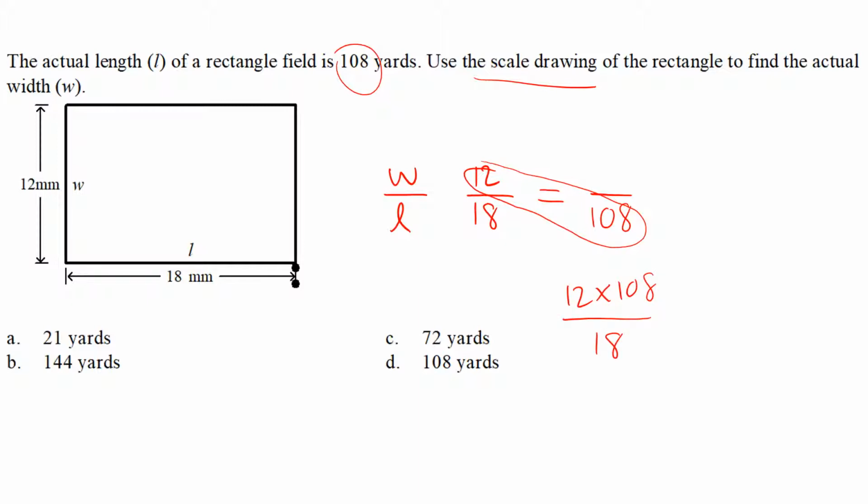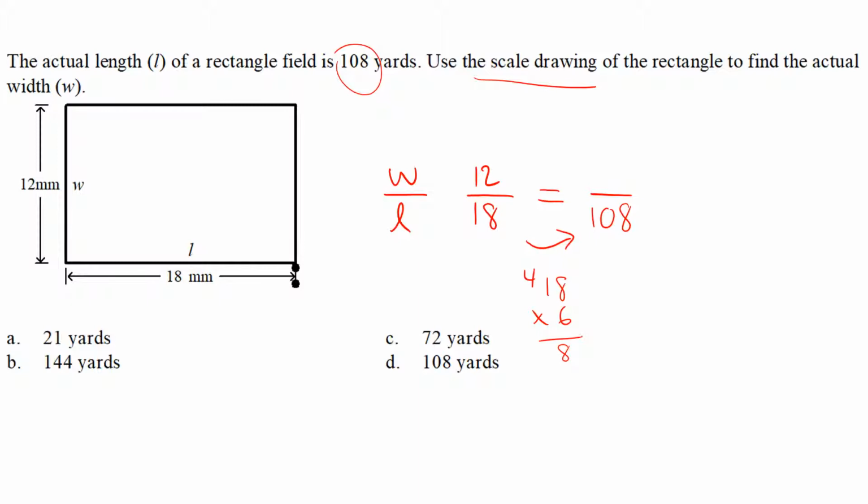That sounds like a lot of work to me. So instead, I'm going to see if 18 will go into 108. I think it goes in 6 times. I'm just going to guess, so I'm going to check. 18 times 6 is 108. Okay, so I have to multiply 12 times 6. And 12 times 6, I remember, is 72. So there's my answer.